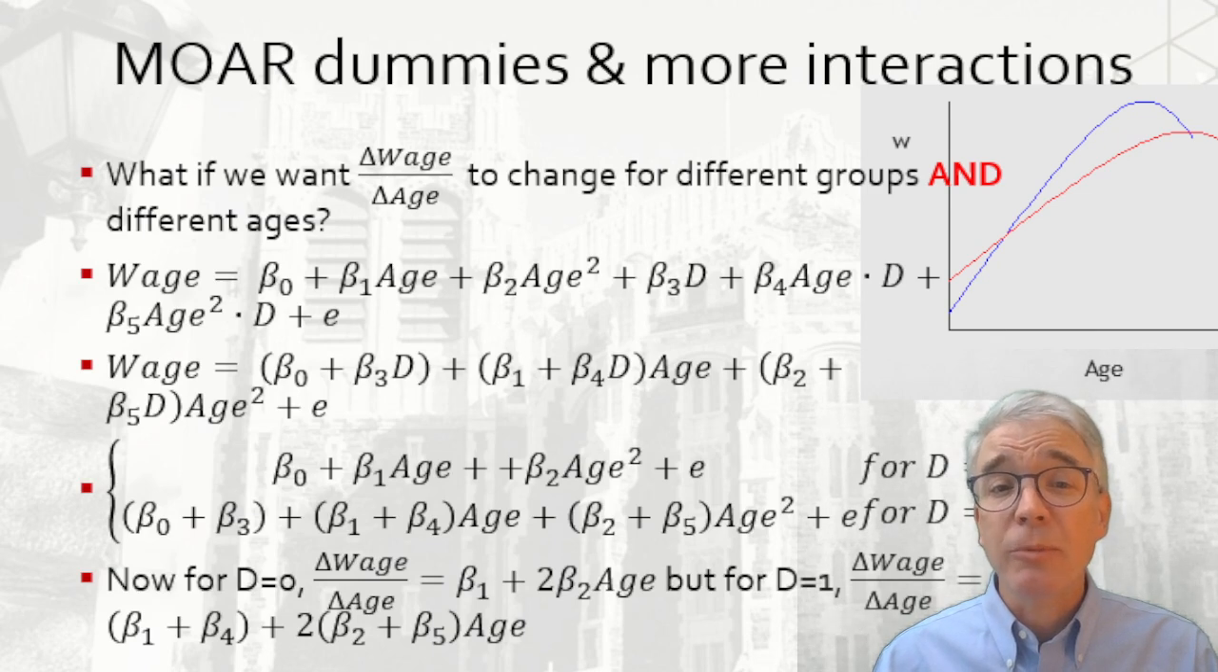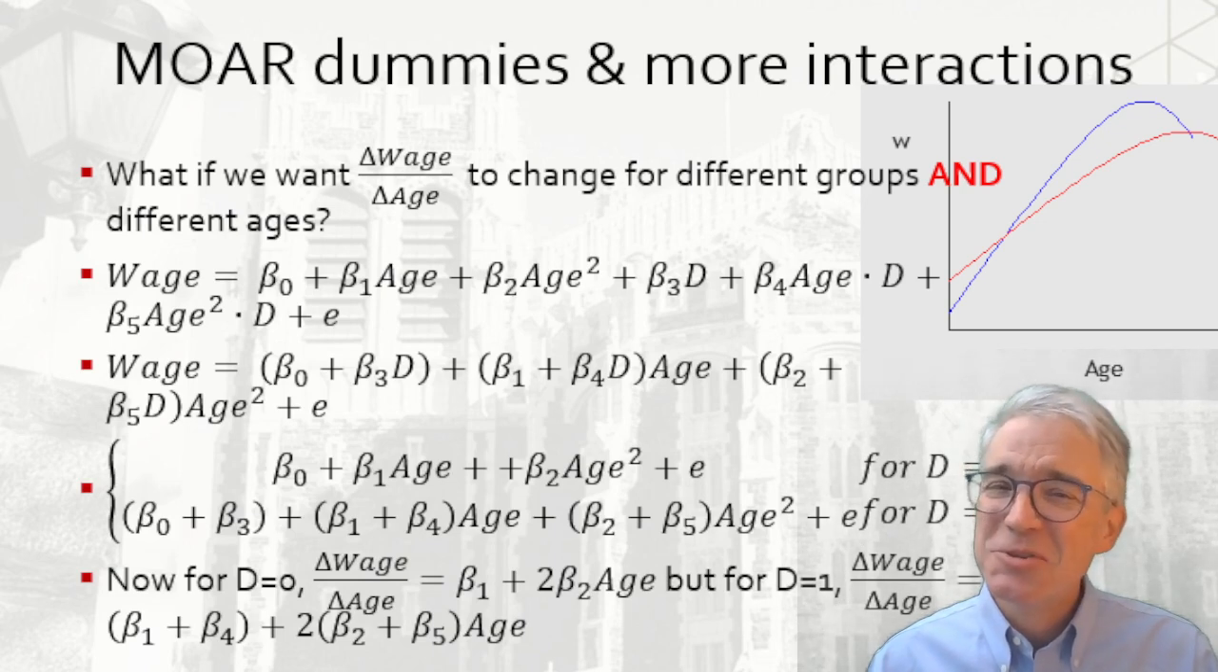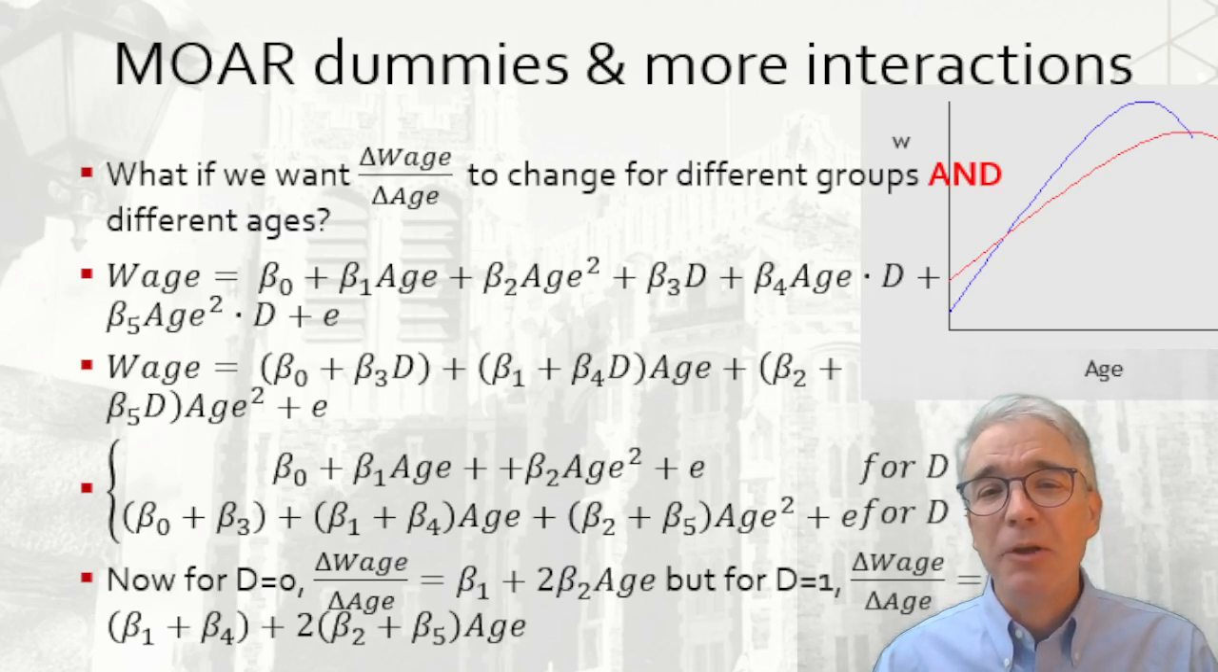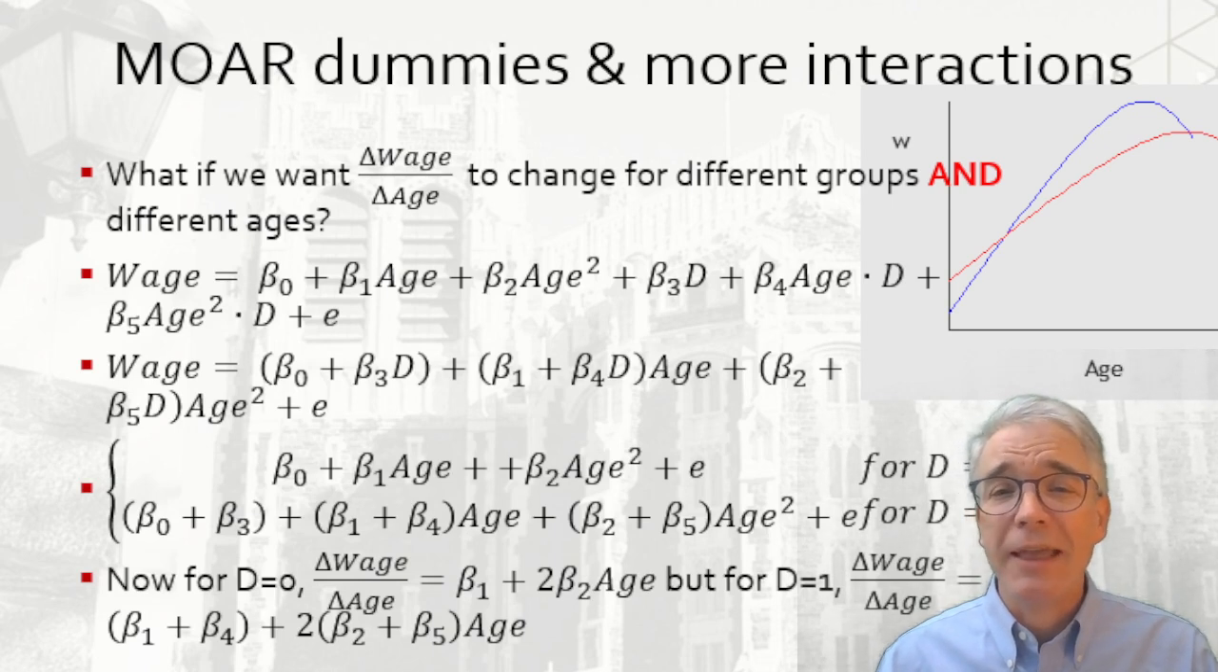Those additional terms might not be different from 0, and we have statistical tests to assess how important that difference might be. With a little bit of calculus, oh, joy, we can see that people in the base group have delta wage, delta age as beta 1 plus 2 times beta 2 age.